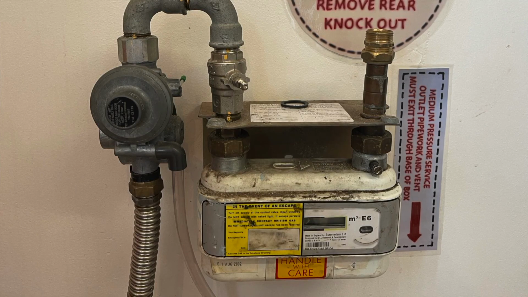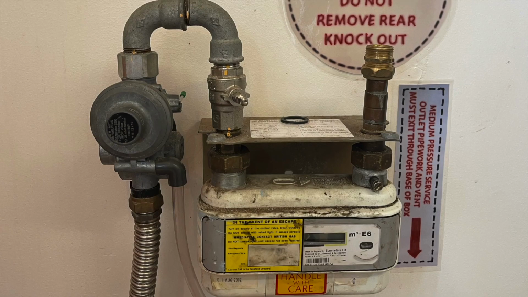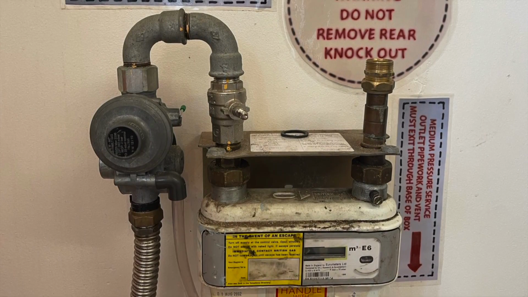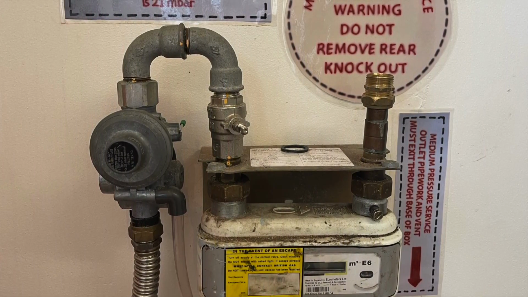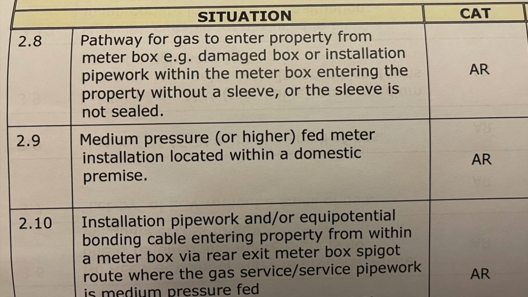Now this picture represents you going to do a tightness test on a landlord report. So this is the meter you're confronted with. This meter is installed inside the property. So is there anything wrong here? So page 23, IGEM G11 2.9, medium pressure or higher fed meter installation located within domestic premises. We will be classifying this as at risk.